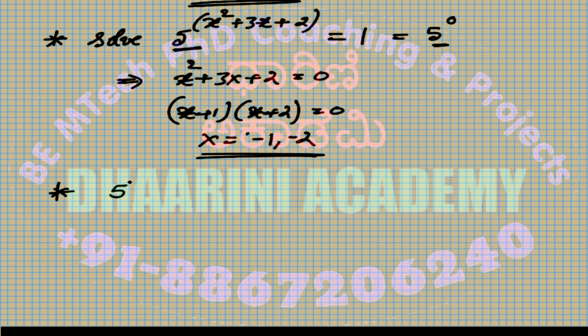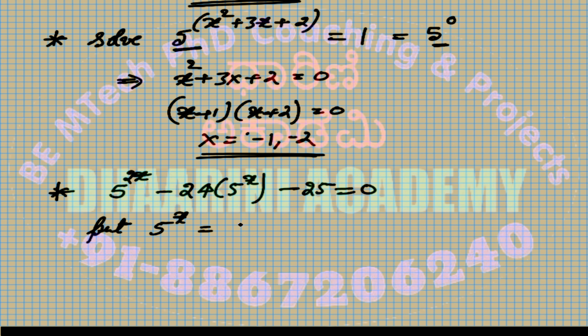And another question for you to solve. This is 5 to the power 2x minus 24 into 5 to the power x minus 25 equals to 0. So first approach, you have to substitute for the 5 to the x, right? 5 to the x is equal to, maybe you can put t, right? So this is t square minus 24 into t minus 25 equal to 0.